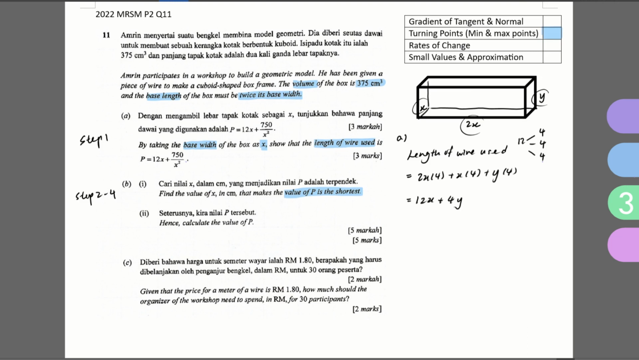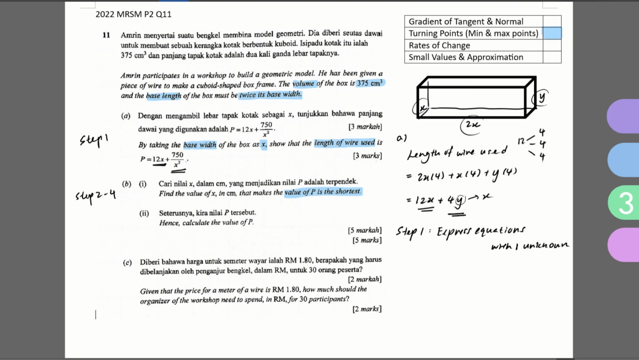Now what you can see here is by comparing our equation with the question's equation, this one is the same, but this is different. Ours is y, theirs is x. So this involves the first step: express equations using one unknown only. So here we have x and y. We need to change this y to x.